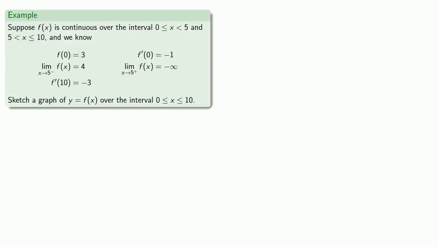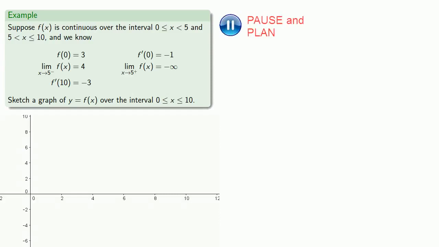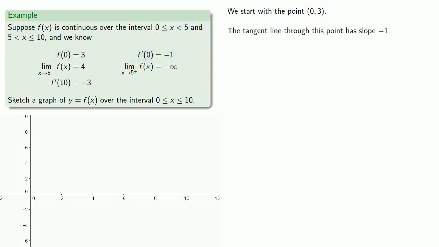We'll take a look at another example. Suppose f of x is continuous over the interval between 0 and 5 and between 5 and 10, but not including x equals 5. And suppose we have the following information. Again, it's convenient to start with a point if we have that information. And we know the tangent line through this point has slope negative 1.